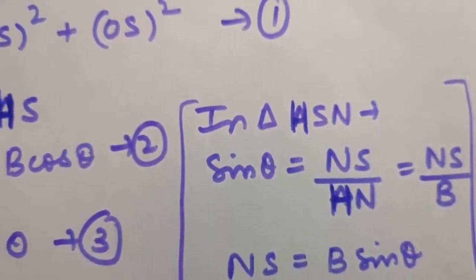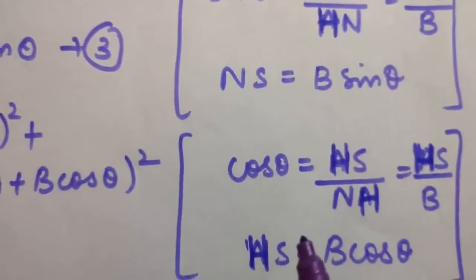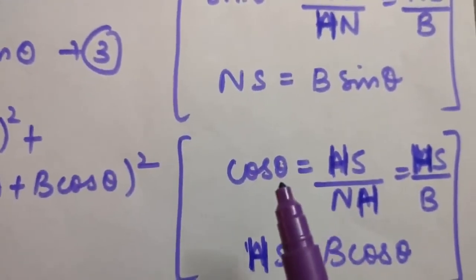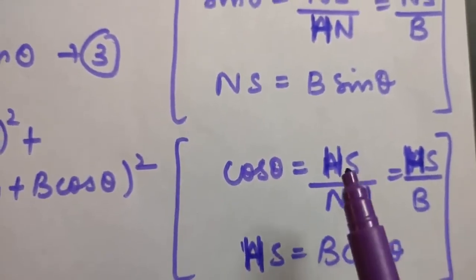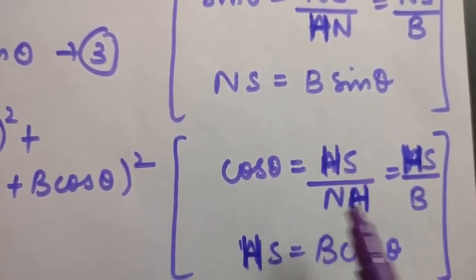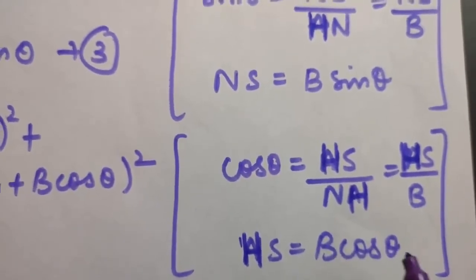Okay, now we need OS also. So to calculate OS, let us calculate cos theta in the same triangle. So cos theta will come to be HS upon NH. I am keeping HS to be same and NH is again B. So HS will come to be B cos theta.